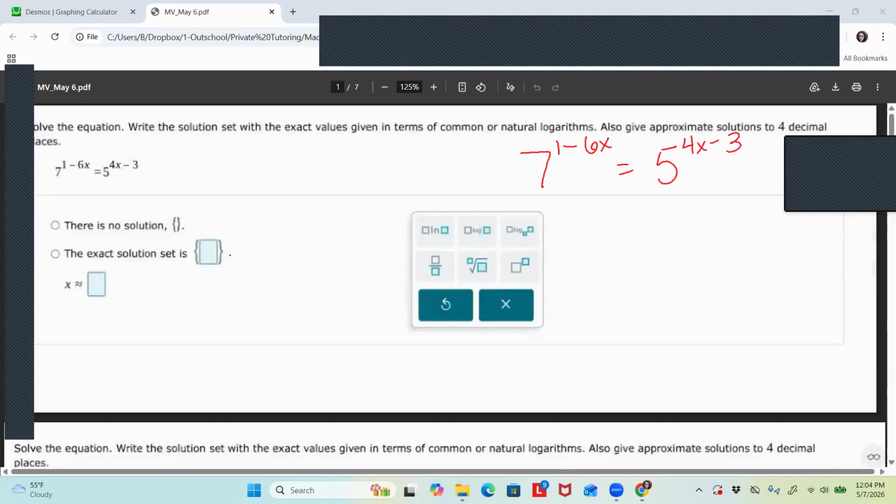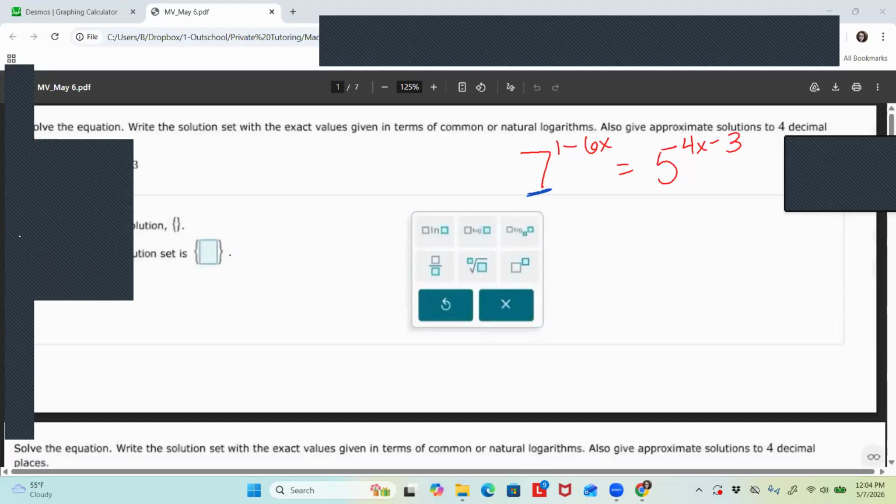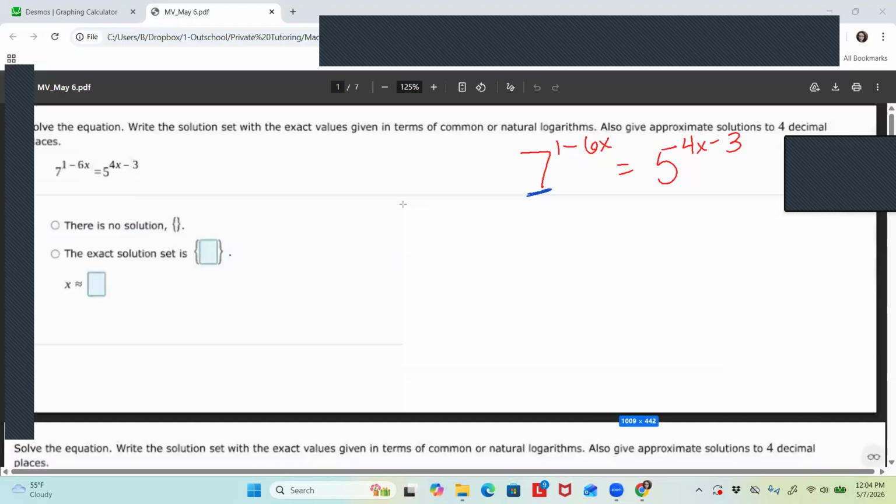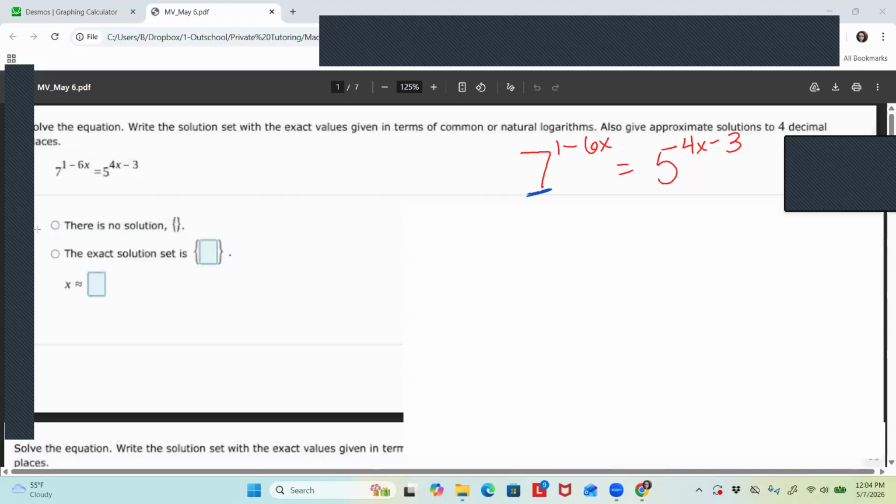If we could get a common base, like if this was a 49, we would just turn that to 7 squared and we'd be in business. But we can't. Not with a 7 and a 5. I don't see a common base possible. So we're going to log both sides. You can either use the common log of base 10, or you can use natural log. It doesn't matter. I'm going to use natural log.